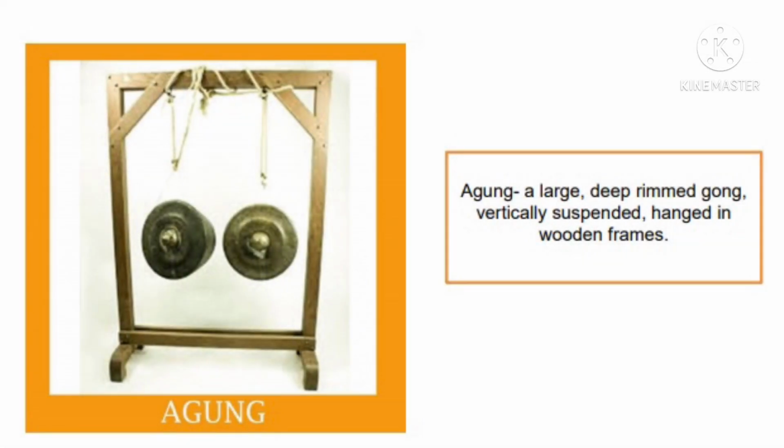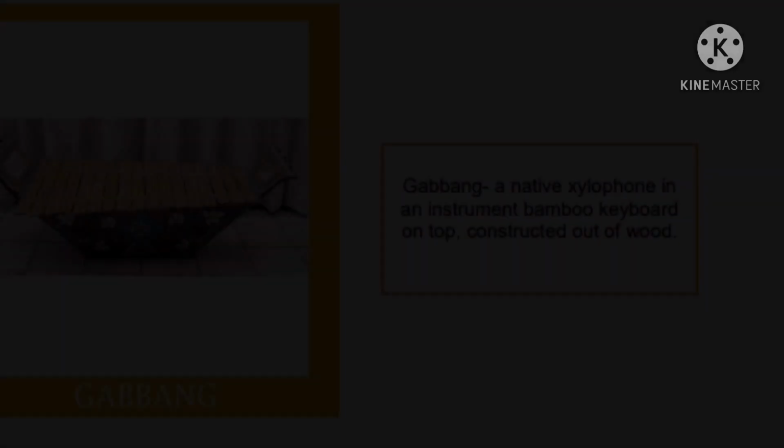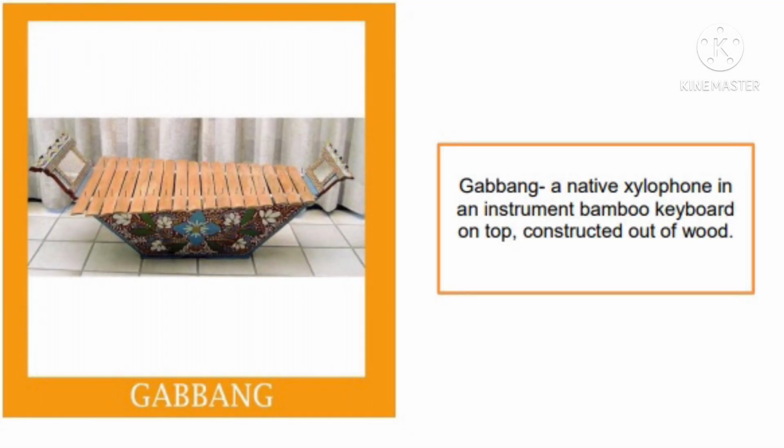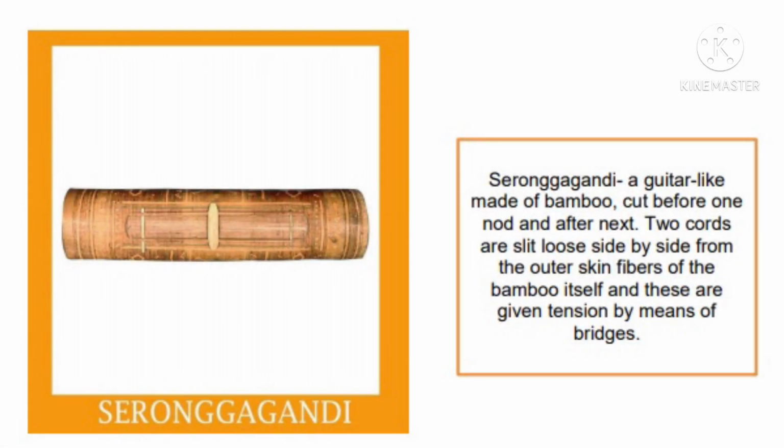Next is the agong, a large, deep, rimmed gong, vertically suspended, hanged in wooden frames. Another one is the gabang, a native xylophone, an instrument with a bamboo keyboard on top, constructed out of wood. Another one is the serong-gagandi. Serong-gagandi is a guitar-like instrument made of bamboo.